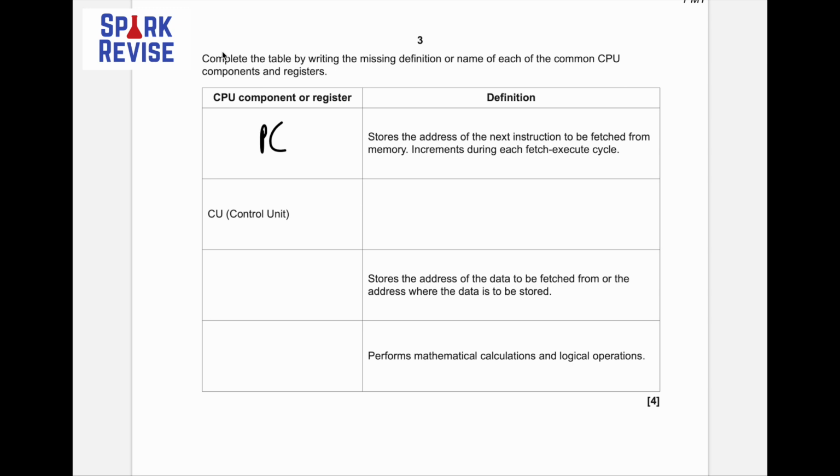So the control unit, in fact, actually, I'm going to pass by this one, go on to the next one, go to the easy ones, which is just writing a simple label. Stores the address of the data to be fetched or the address where the data is to be stored. So we're looking at addresses. So we already know from the word address, this is the MAR. It's the memory address register. It holds the memory addresses that are being read or written.